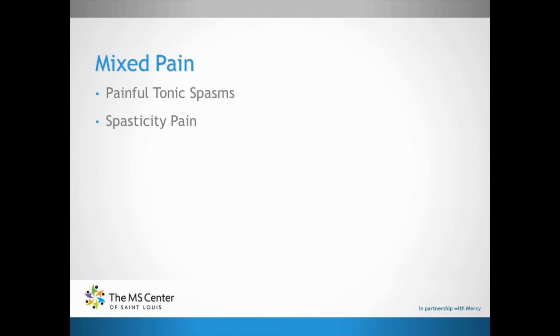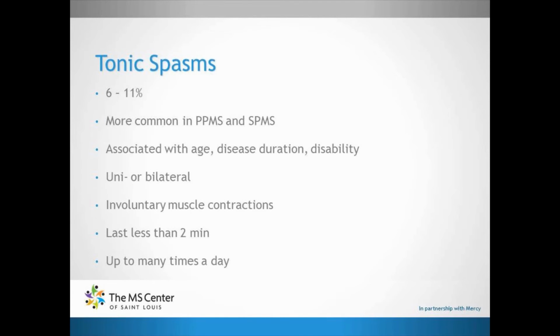And now we'll talk about mixed pain. So we mentioned that if you have spasms and spasticity, this is really two different types of pain, but you're feeling each. And they're hard to distinguish because they're similar. So what are tonic spasms? This occurs in a little bit more than 10% of people with MS. Again, more common in the types that are not relapsing MS, so in primary progressive and in secondary phases of MS. Again, associated with age, duration of MS, the amount of disability, and this can be on one side or both sides.